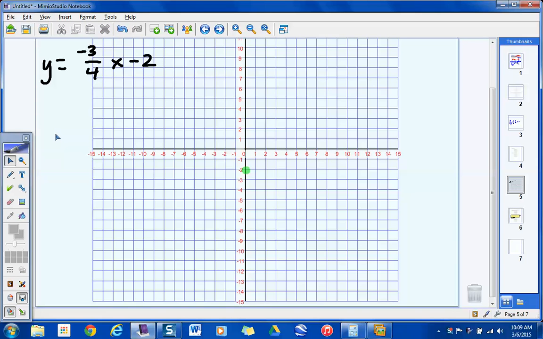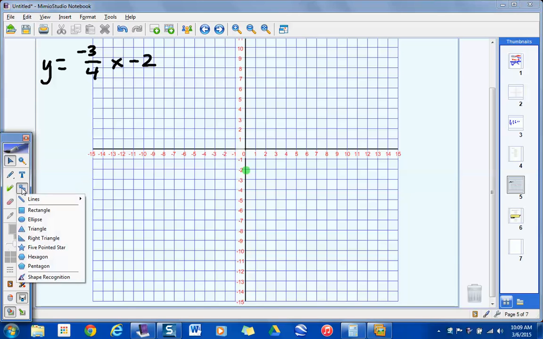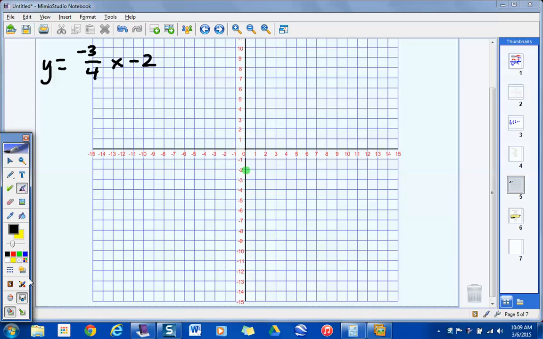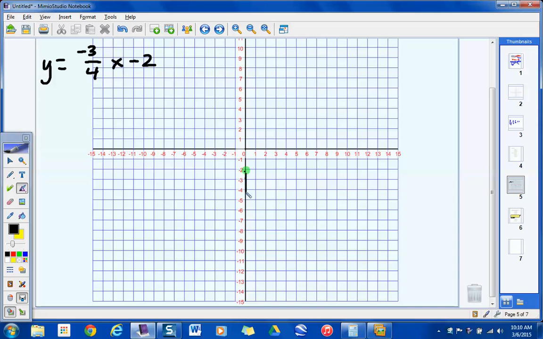So talk to me about my directions of movement from my initial value. You're going to move down 3. So there's 1, 2, 3, and then how far right? 4. Okay, and my point would land right here, wouldn't it?